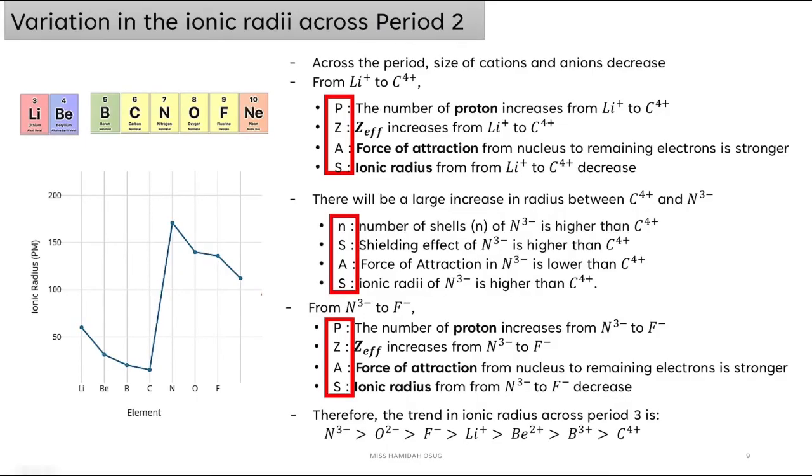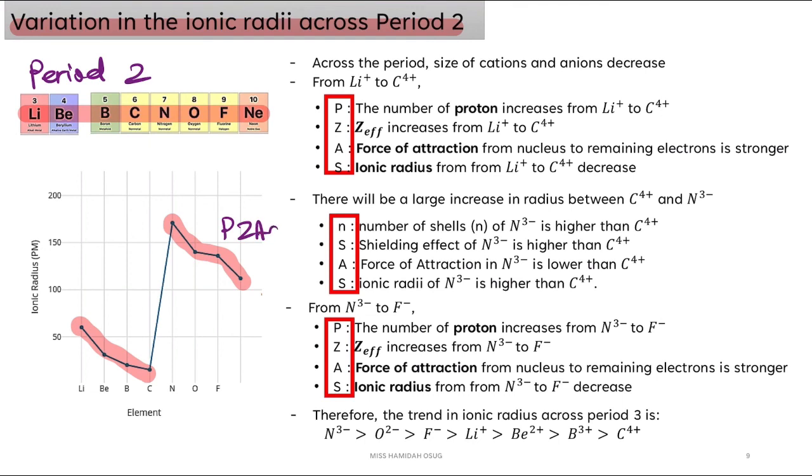Next, let's take a look at the variation in the ionic radii across period 2. So, ini adalah ahli-ahli bagi period 2 daripada lithium pergi neon. So, as you can see there, the ionic radii, okay, will have a decreasing trend from lithium to carbon and also from nitrogen to fluorine. So, to explain this variation, this trend, we are using the PISAS.